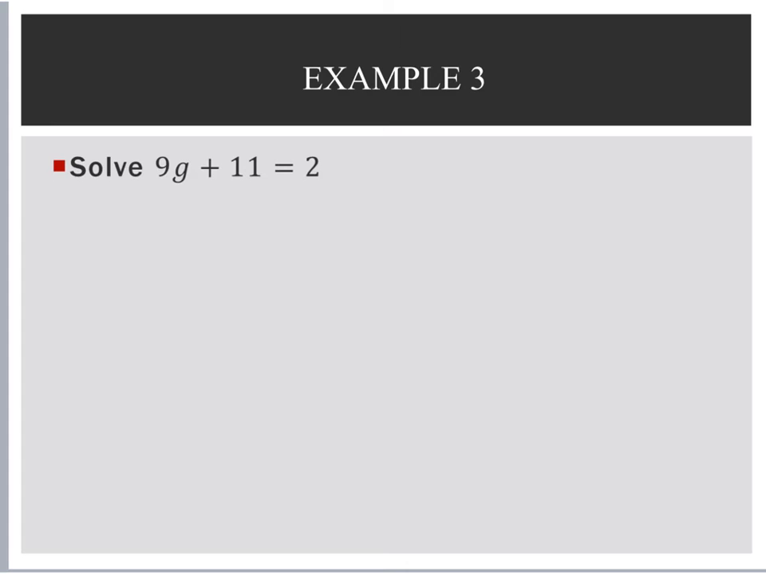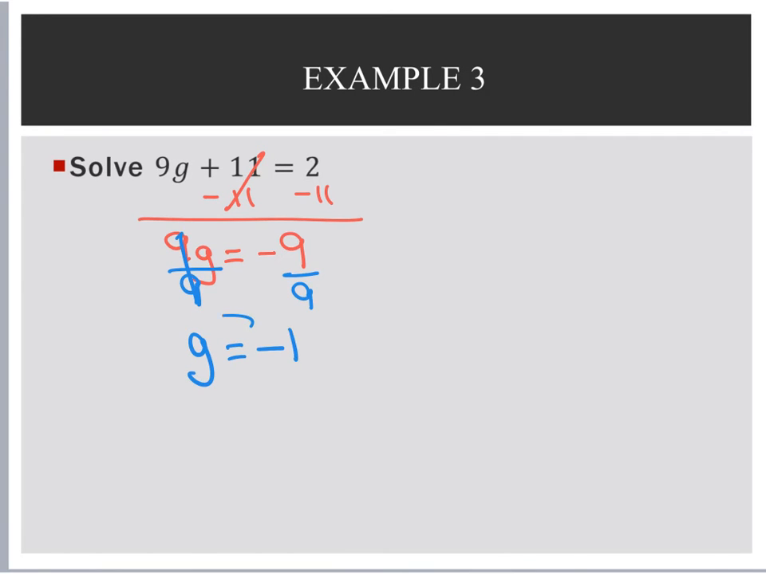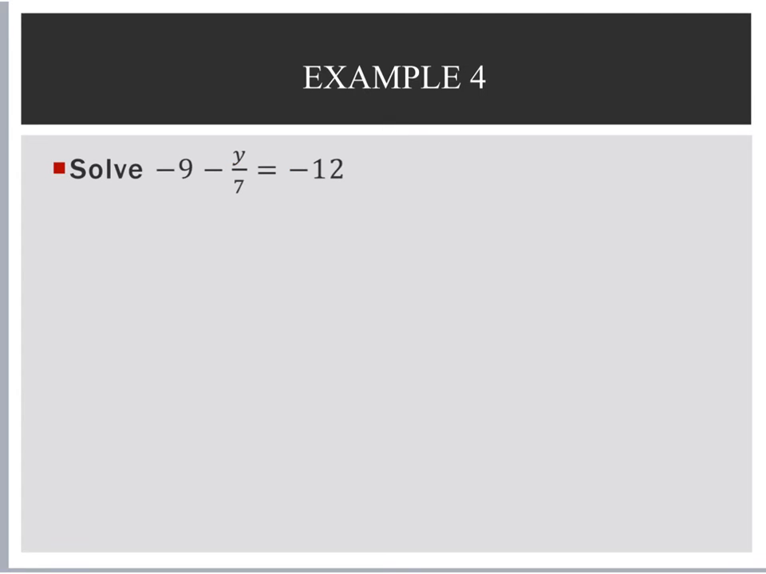Now to solve example number 3, I am going to undo my addition first. So I'm going to subtract 11 from both sides. This is going to leave me with 9g is equal to negative 9. Now I have to get g by itself, and I'm going to undo the multiplication of 9 and g by dividing both sides by 9. My 9's are going to cancel out, and I'm going to be left with g is equal to negative 1.